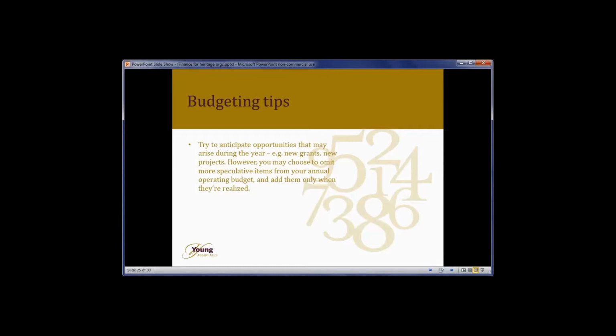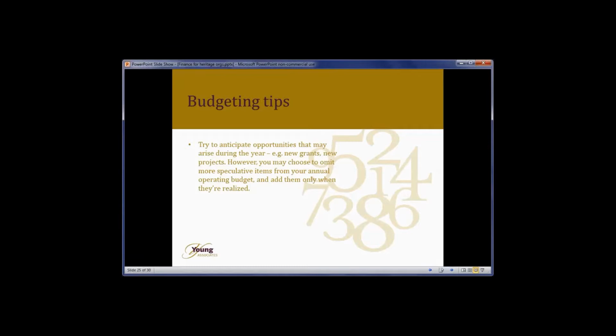Try to anticipate opportunities that might arise during the year. So one of the tricks of the trade for not-for-profit managers is to have antennae up at all times about new grant programs that might be coming down the pike, new projects or new opportunities to collaborate with peers. So organizations are often in the position of having a bunch of irons in the fire, ideas that may or may not come to fruition.